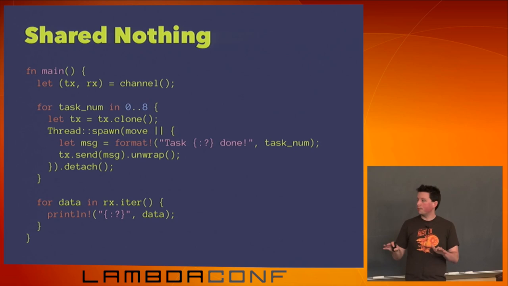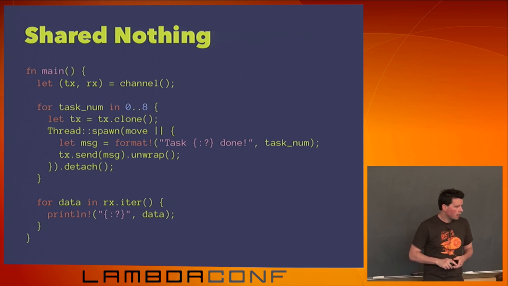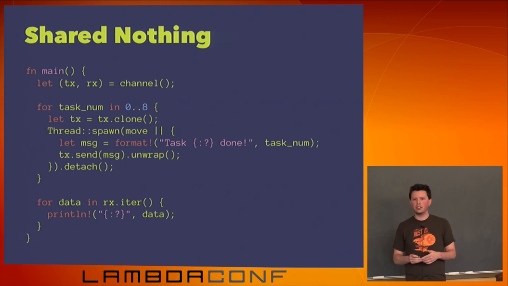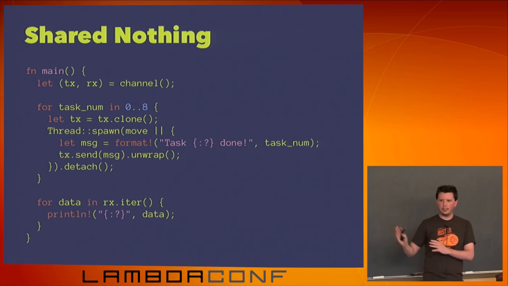How does that iterator end? When all of the transmitters hang up, when they're all dropped, then it knows that there's no more messages to be received. So this is sort of emulating the actor model, where you share nothing.